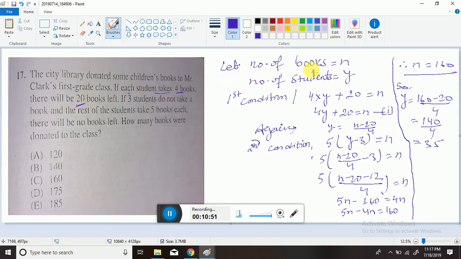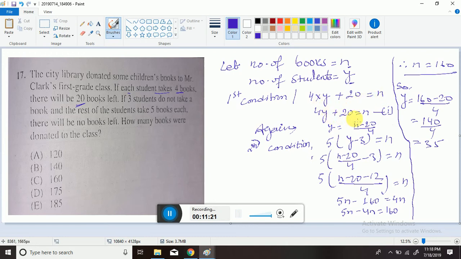Now let us consider the number of books. Books are n and the number of students is y. We have to consider the number of books and the number of students. According to the first condition, each student takes 4 books, so the total books taken are 4 into y. If 10 students are there, 10 fours are 40 books taken. Accordingly, when all students take 4 books each, 20 books are left. So plus 20, the remaining books also, if we add, then there is the total number of books n.